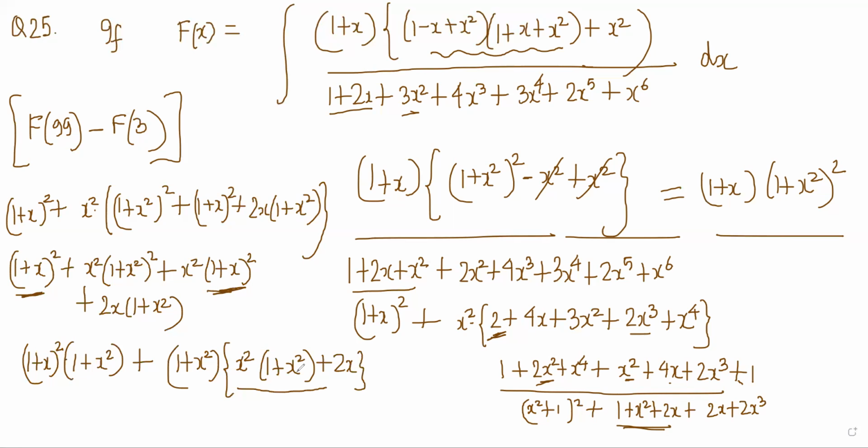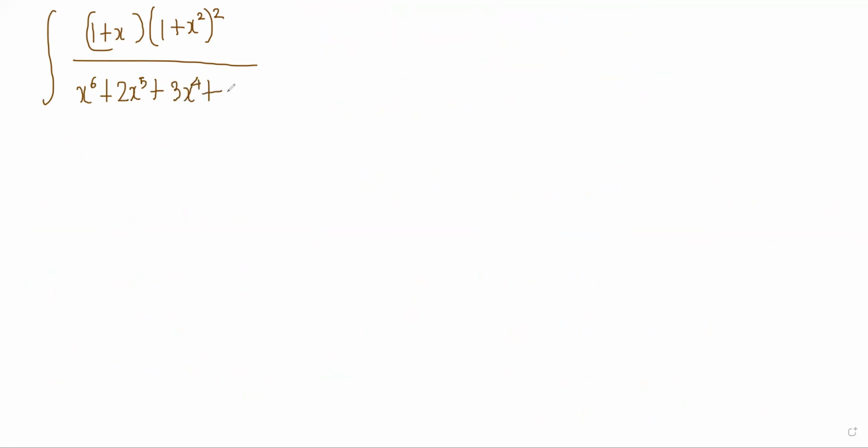If I keep it as it is, however, the integral is not getting solved. So we have to think about what we can do in the denominator. I'll just do it on the next screen so that we have more space. So the integral, the top part was easy. Top part was 1 plus x square whole square. Denominator was x power 6 plus 2x power 5 plus 3x power 4 plus 4x power 3 plus 3x square plus 2x plus 1, right?